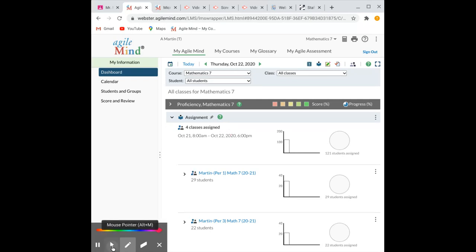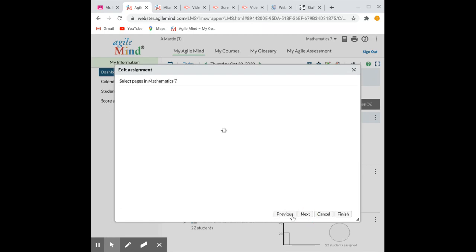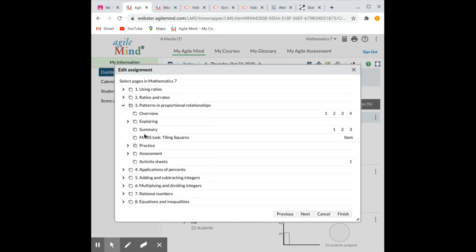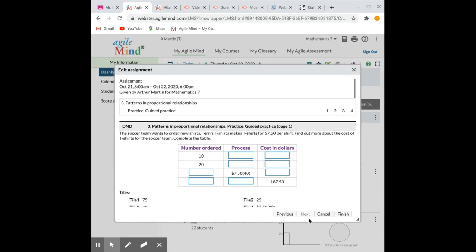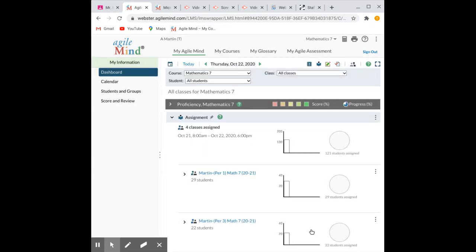So I'm going to go ahead and fix this real quick. And I want you to go into that on your Agile Mind. So go ahead and log into Agile Mind. I was supposed to click guided practice. So I got that fixed for you. All right. So go ahead and log into your Agile Mind at webster.agilemind.com and you can complete that work.